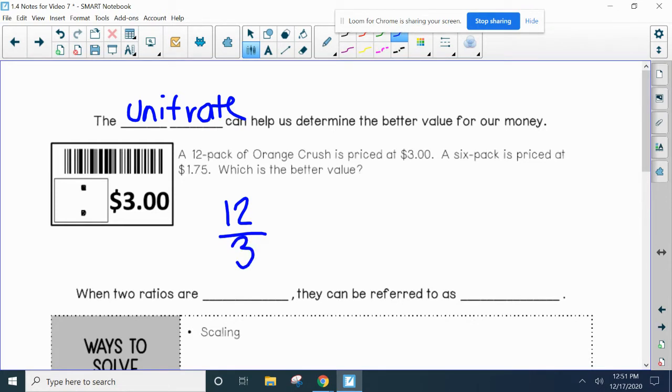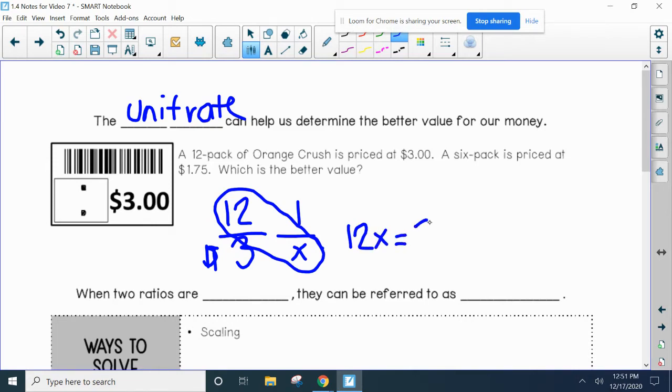So 12 for $3. I want to know how much it's going to cost per one can. How much is one can? So we're going to go ahead and do our butterfly. So 12x equals 1 times 3 is 3. And then we divide both sides by 12 to isolate x.